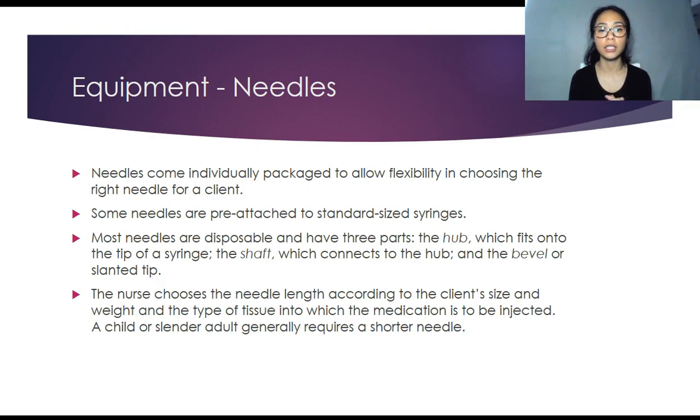and have 3 parts. So you have the hub at the end, which as we saw in the previous slides, fits onto the tip of a syringe, either through a luer lock or luer slip mechanism. So that was the hub. The shaft, which is connected to the hub, is the metal long part. And then the bevel is the very end of a needle. It is the sharp slanted tip which then pierces the skin. That way, when it's inserted into the tissue, the bevel creates a narrow incision that quickly closes once the needle is removed, and that way it prevents leakage of the medication.